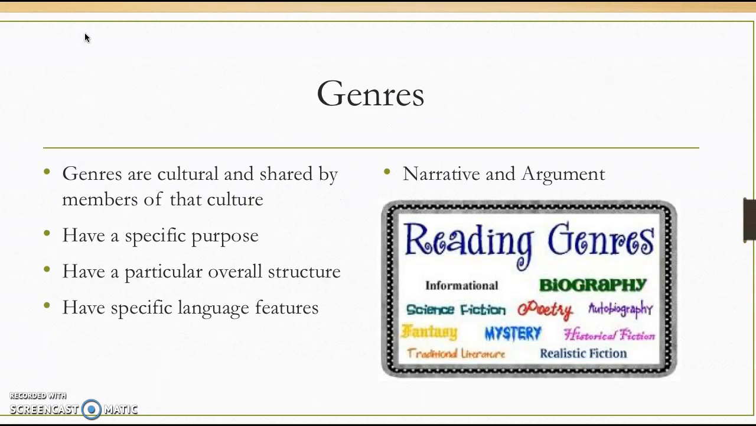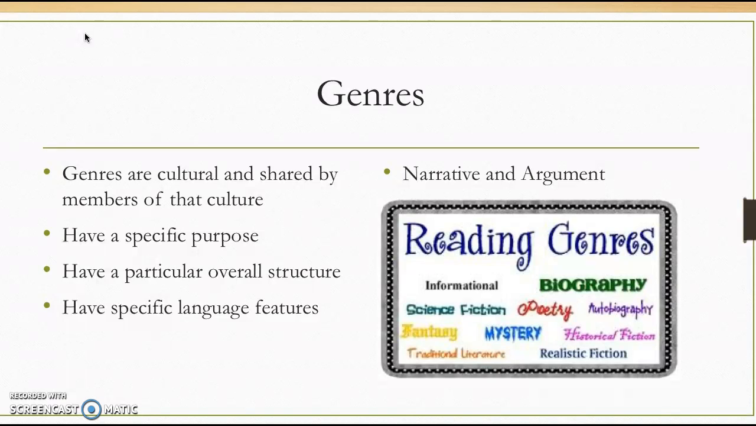Gibbons also talks about genres. Genres are cultural and shared by members of their culture. They have a specific purpose, such as, is it for amusement? Is it to teach students? Is it to persuade someone to think a certain way? So what is that specific purpose?